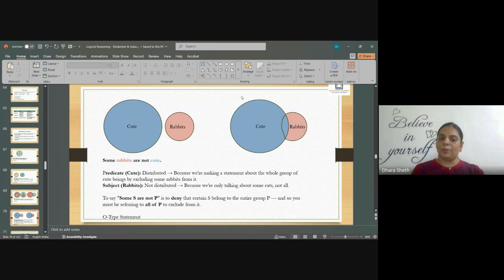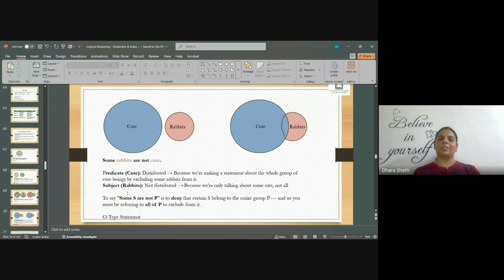are not there in this entire group of cute beings. So this entire group of cute beings, which is my predicate, cute, is distributed. These red rabbits, the not cute rabbits, which are my subject, are not there in this. That is why my blue is distributed. My cute beings, the predicate here, in some A or not B, is distributed. Because I am making a statement about the whole group of cute beings by excluding some non-cute rabbits. My subject is non-cute rabbits.